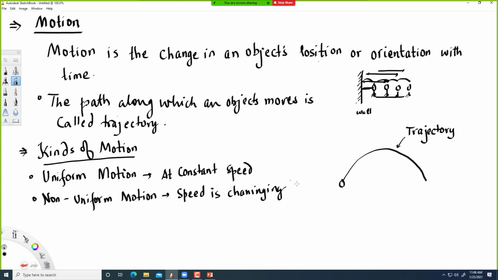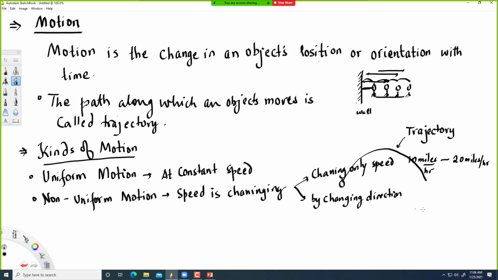Now, in non-uniform motion, two things can happen. Okay, one is you are changing only the speed, meaning, let's say you are moving at 10 miles per hour, and then in the next instance, you are moving at 20 miles per hour. Okay, you change your speed, how fast you are moving. Another way you can execute non-uniform motion is by changing the direction. Keep the speed same, but change the direction.